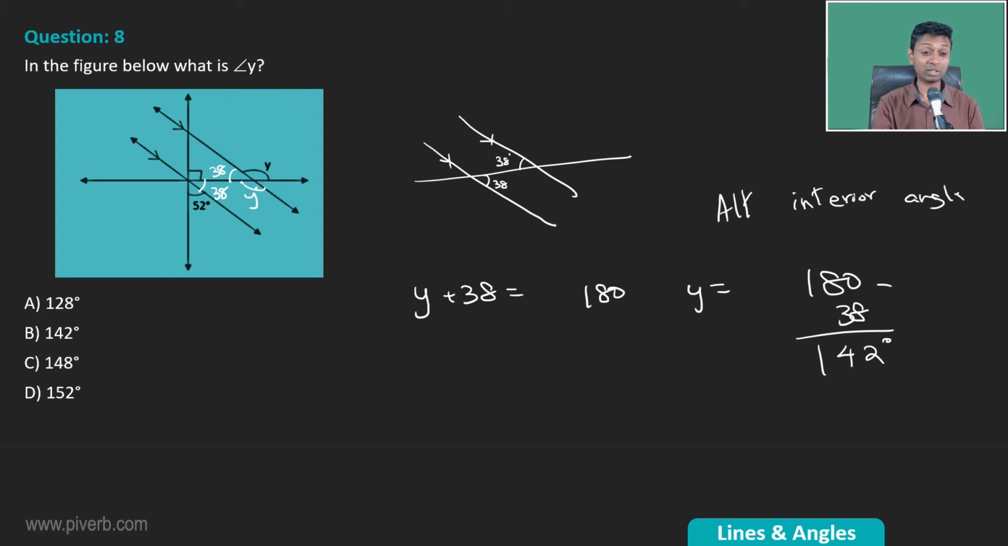The other way of thinking about this y and this 38: these two angles are co-interior angles. Co-interior angles are supplementary. They add up to 180. One angle is 38. The other angle should be 180 minus 38, which is 142 degrees.